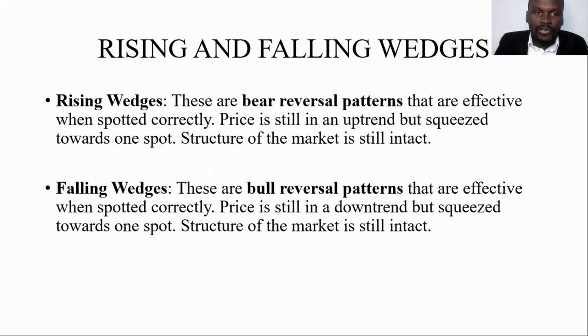Then volatility indices, they also have this tendency of moving in wedges, rising wedges, falling wedges. I'm sure most of you guys know about rising wedges and falling wedges. Rising wedges are bearish reversal patterns that are effective when spotted correctly. Price is still in an uptrend, but squeezed towards one spot. Structure of the market is intact. There's no higher low that has been broken.